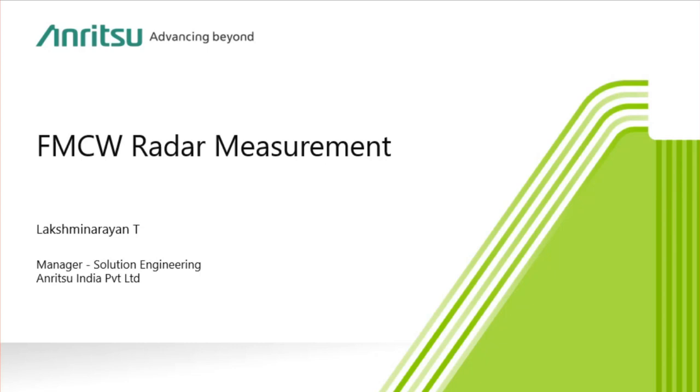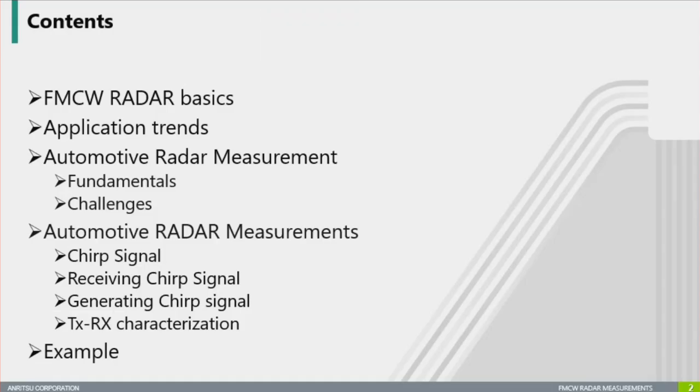Today we will discuss FMCW radar measurement and the basics. We will go further to the slides. The contents are FMCW radar basics, application trends, automotive radar measurement fundamentals and challenges, automotive radar measurement like chirp signal, receiving a chirp signal, generating a chirp signal, transmitter and receiver characteristics, and I'll play some example videos where it is applicable in the real world.